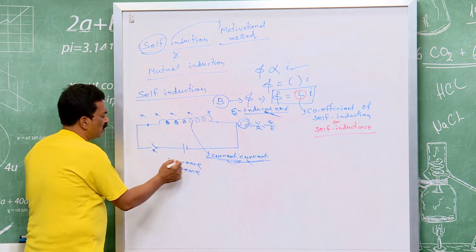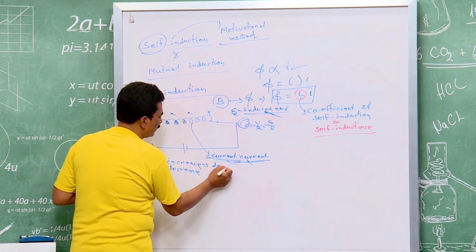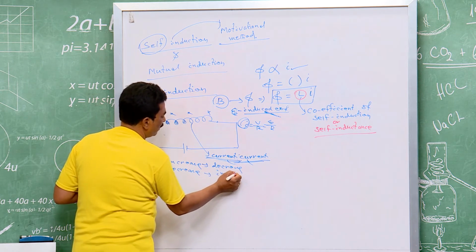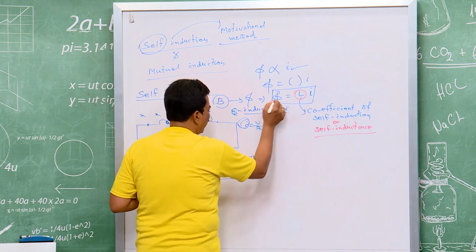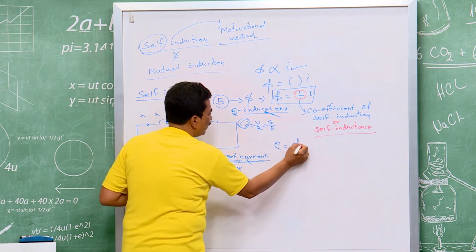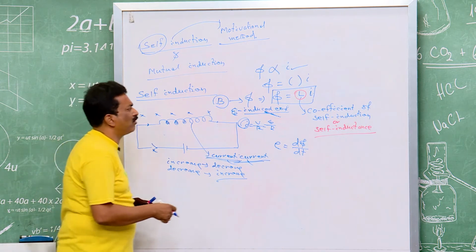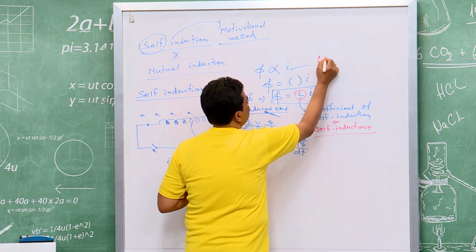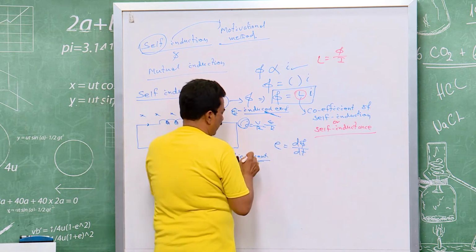But what is the direction? When the current increases, the self inductance effect will decrease, and when it decreases, the self inductance effect will increase. So if phi is equal to Li, and we know that if phi changes there is an induced EMF, induced EMF is equal to d phi by dt. The second expression we are going to find, because here L is equal to phi by I, and now E is equal to d phi by dt.